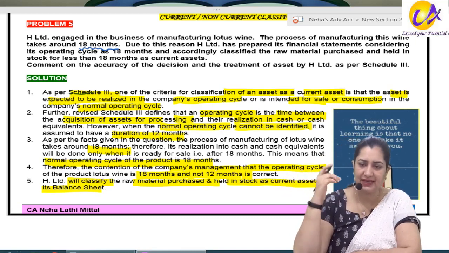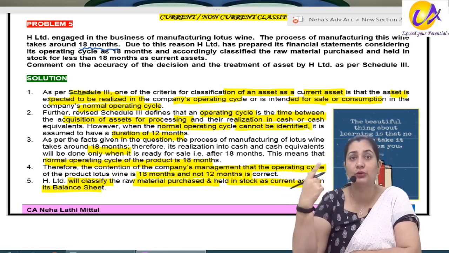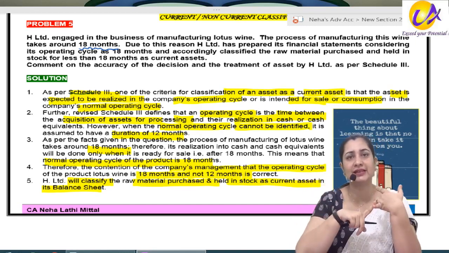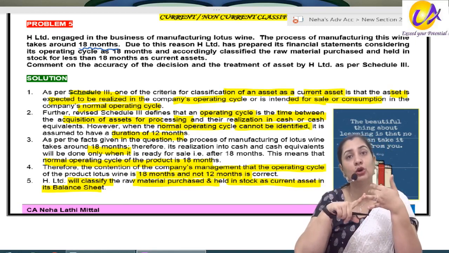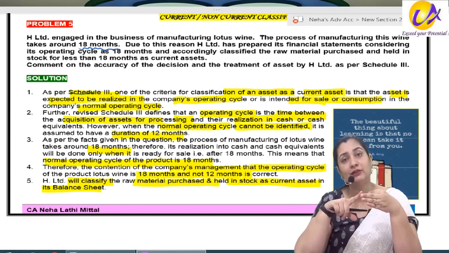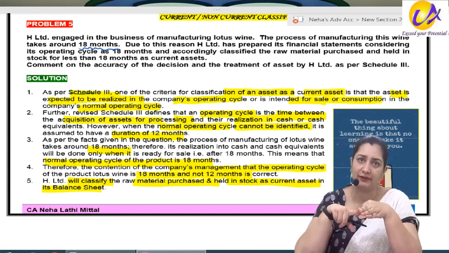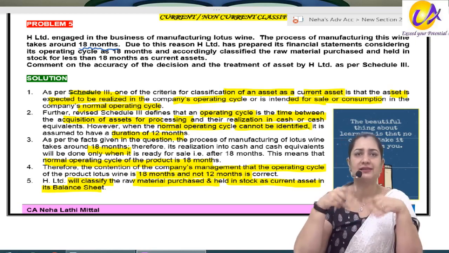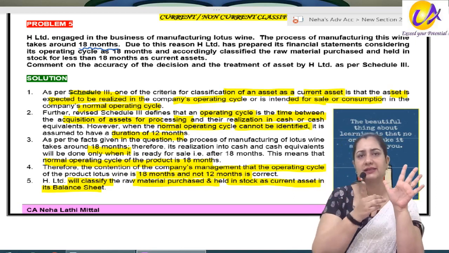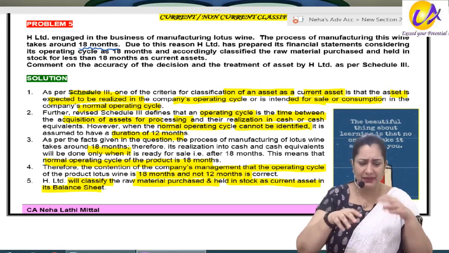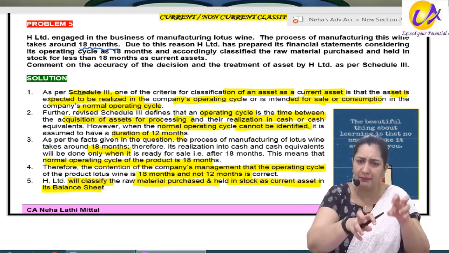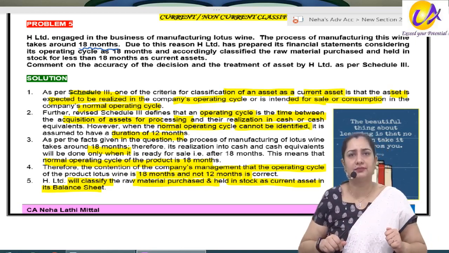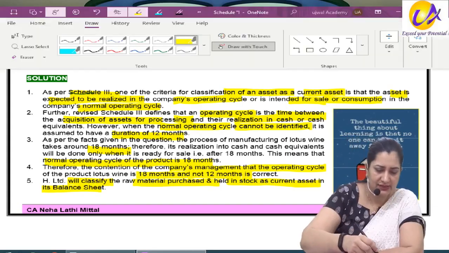Anyways, coming to the point, see how the answer is given. First we explain what Schedule 3 says, what is current. Then we explain the operating cycle. Then we say if the operating cycle is not given, it is 12 months, but here 18 months is given. And because it is within the operating cycle, it is a current asset. So what the company has done is correct. What was written in the question, I pick up from their points and explain it in my answer. Okay. So easy one.